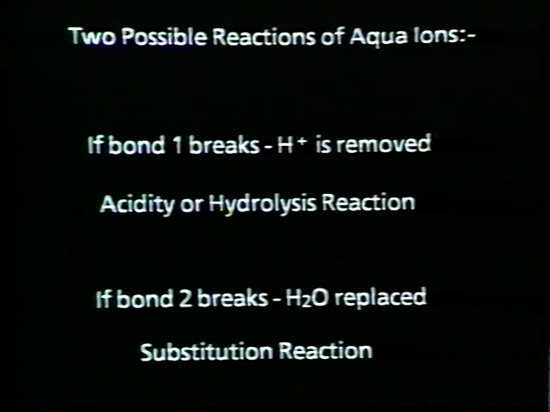If bonds of type 2 break, then we call this the substitution reaction, because we're replacing the water molecule with a different ligand. So the 2 types of reactions that metal ions show are the acidity or hydrolysis reaction and the substitution reaction. It's a nucleophilic substitution reaction because we are displacing one nucleophile by a stronger nucleophile. And we're now going to look at both of these reactions and see them occurring so that we can understand the system of inorganic chemistry.